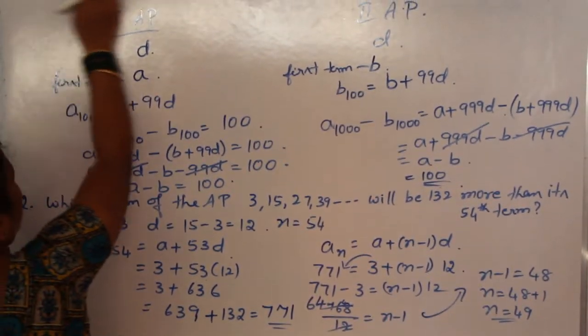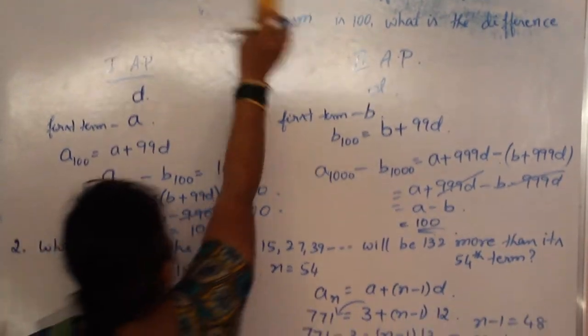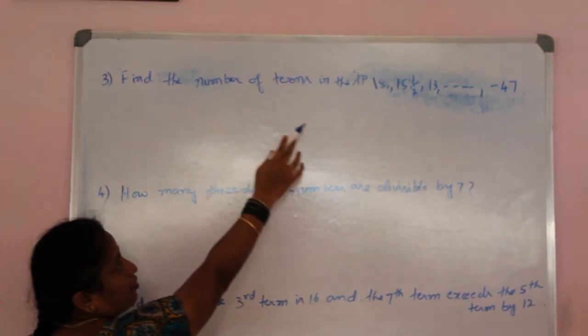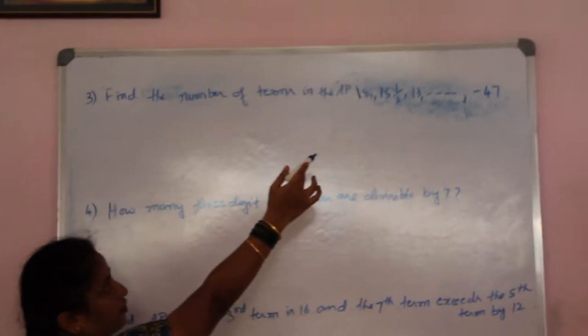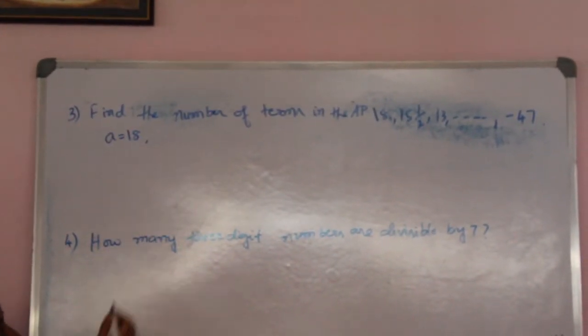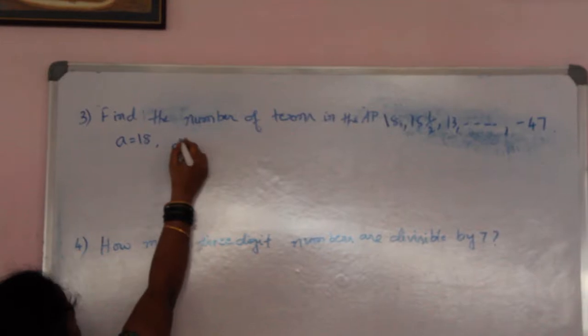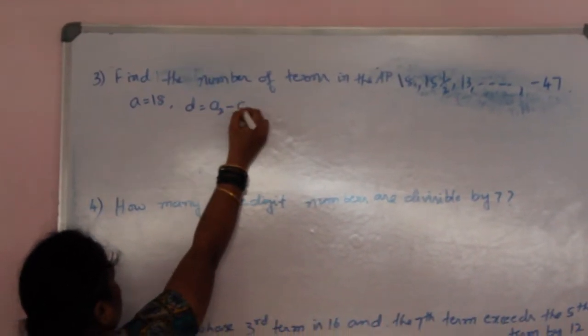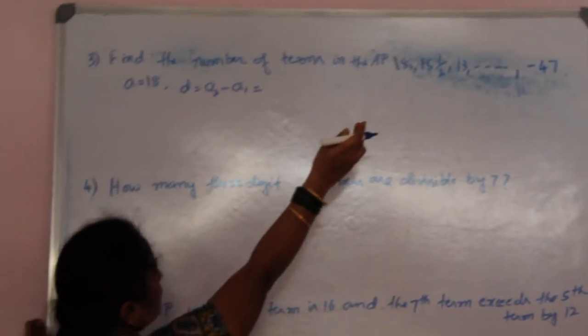Next we go to another question, the third question. Find the number of terms in the AP 18, 15 and a half, 13. First we write down A, what they have given. A equals 18. Next, we have to find D. D equals A2 minus A1. Here A2 is 15 and 1 by 2.